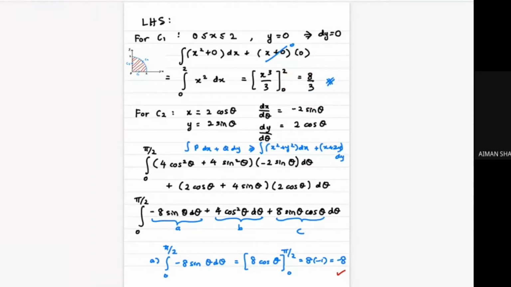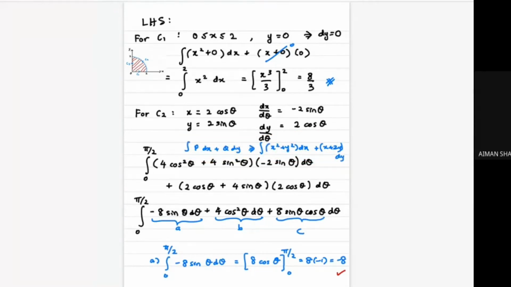That is for C1. For C2, this line is for the first quarter of the circle. So x is equal to 2 cos theta, y is equal to 2 sin theta, dx d theta is equal to negative 2 sin theta, and dy d theta is 2 cos theta. Again, this is your P and Q from the question.